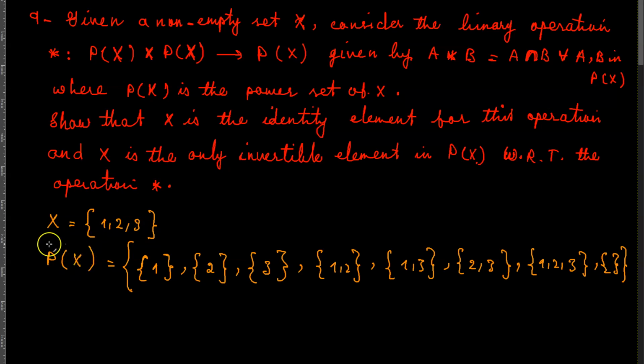Now in this set, as you can see, {1, 2, 3} is exactly the same as X, the same set X, because a set can be a subset of itself, right? So one of the possible subsets of X is of course itself, and we have written that over here as well. Now what we want to show is that X is the identity element for this operation.